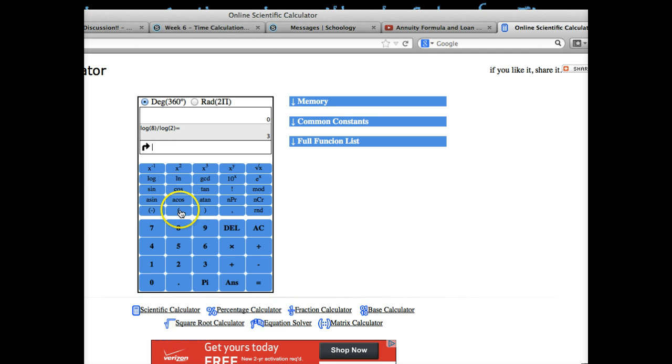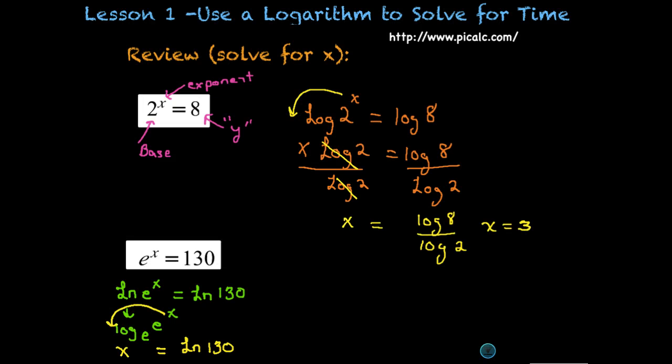If I type ln this time instead of log, so now I'm using ln, and I type in 130 and hit return or equals, I get 4.8675. Let's go ahead and round that to the hundredths place. So that would be 4.87. The 6 would round up to the 7. And in this example, x equals 4.87.